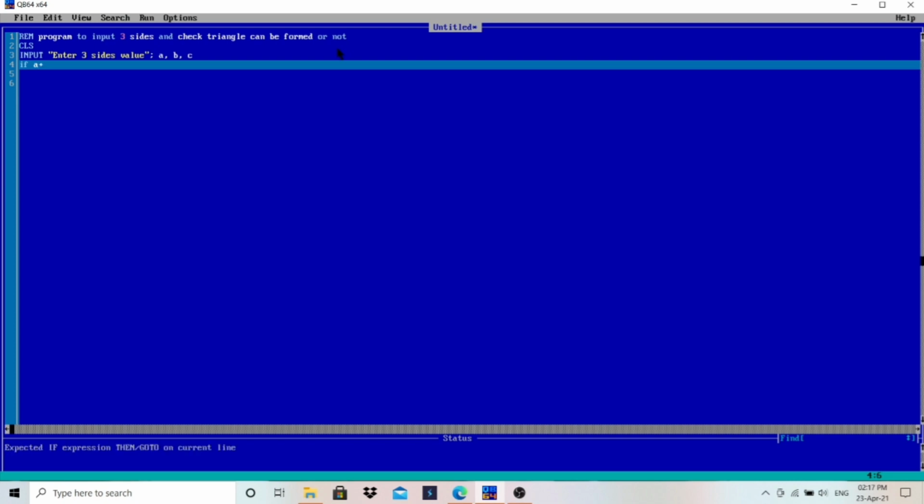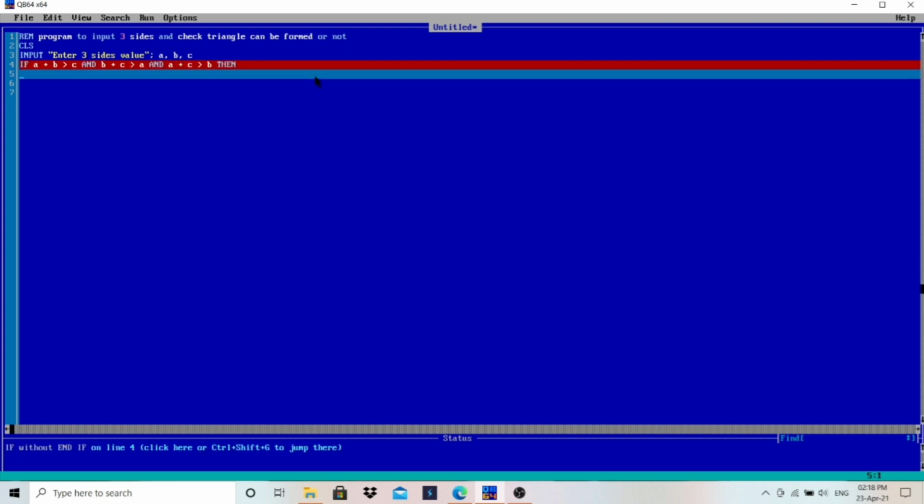So if A plus B is greater than C, the sum of two sides greater than the third side, and next is B plus C greater than A, and A plus C greater than B. These are the three possibilities for the three sides: A plus B greater than C, and B plus C greater than A, and A plus C greater than B.